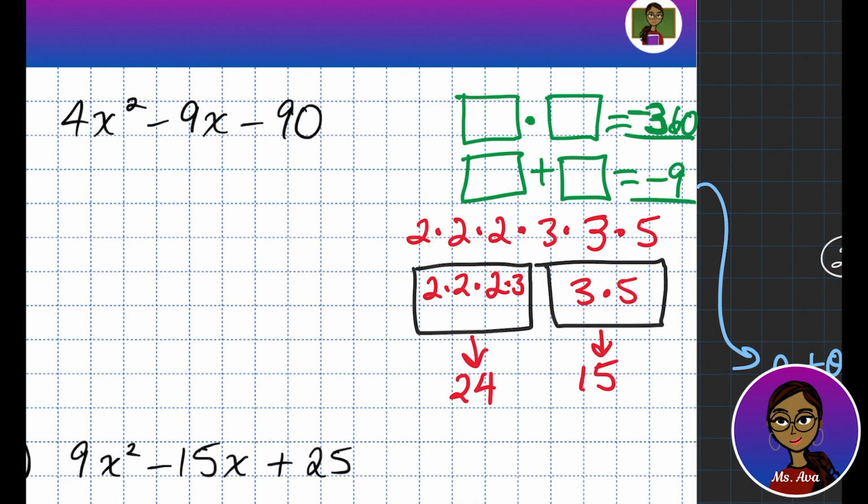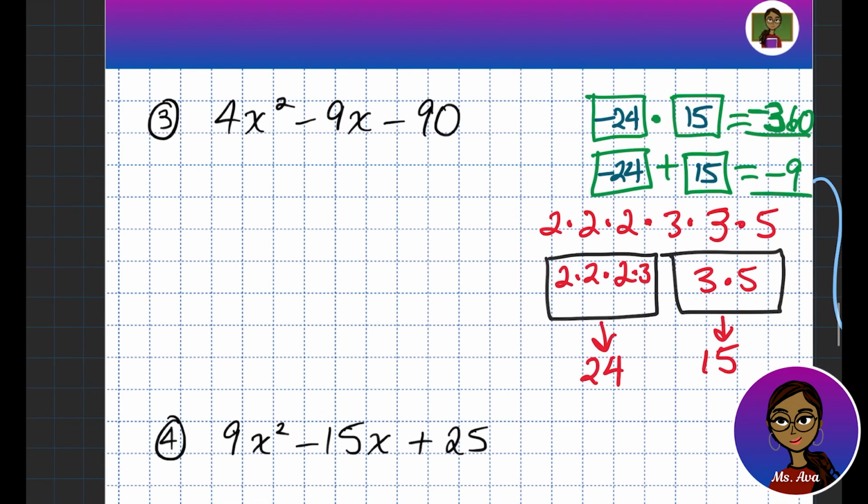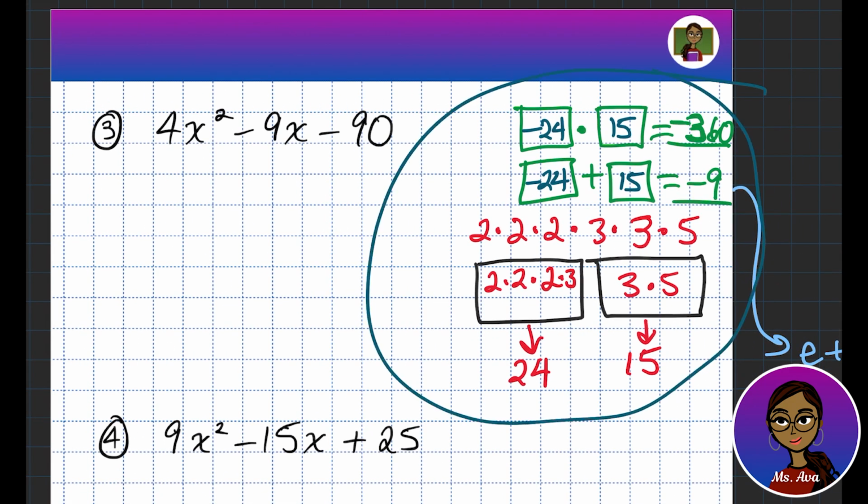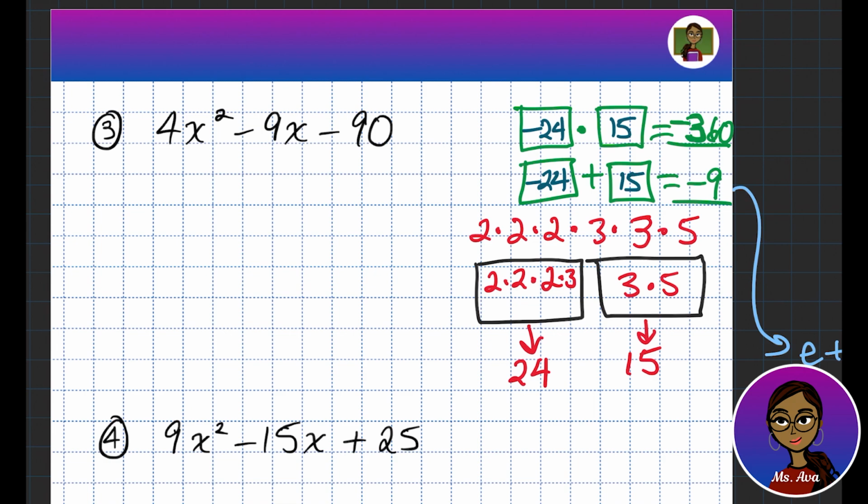What will the numbers have to be in these boxes? What's going to give us that negative 9? Like if you use a negative 24 and a positive 15. Perfect. Yes. Negative 24, positive 15. That's how we're going to get this negative 9. And these two will also multiply and give us the negative 360. So it works. Like I said, this part is usually the harder part, figuring out what those numbers are. Once you have that, it turns into a pretty simple, easy to follow process.